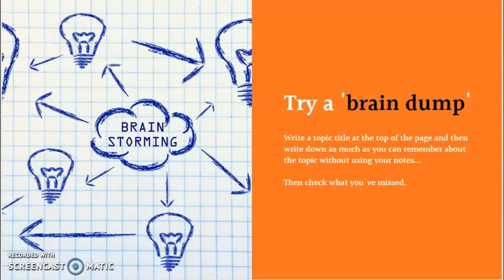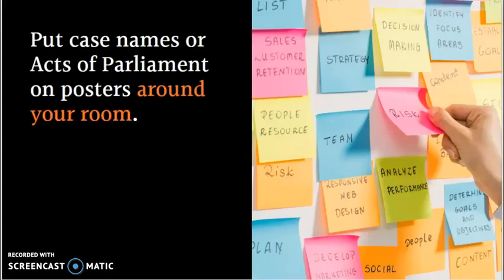Another tip is to try a brain dump. Sorry, it doesn't have a very nice name, but I would just jot down a topic on the top of a blank piece of paper and write down everything you know without peeking at your notes, just to check what you remember, and then check back with your notes afterwards. And my final tip for the video today is just to put case names, Acts of Parliament on posters around your bedroom, anywhere that you're going to see them, because that can really help them get into your head.